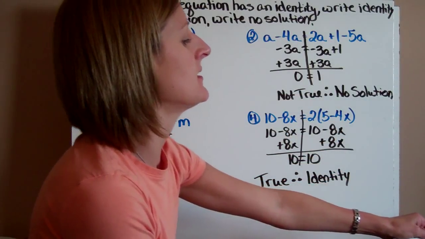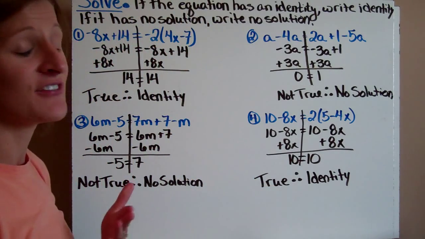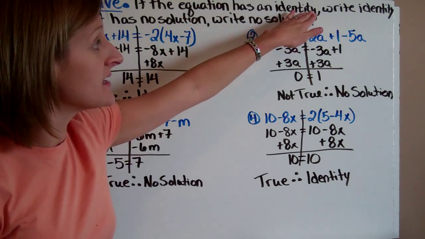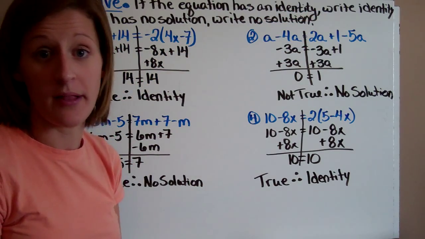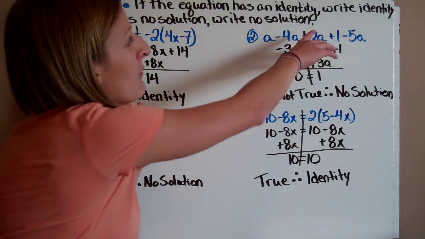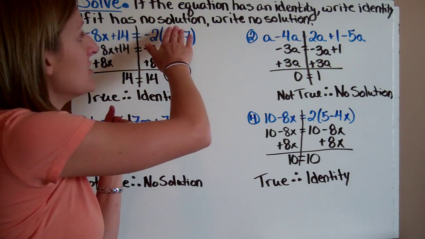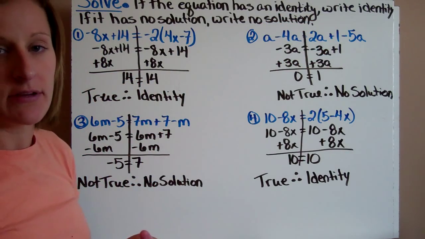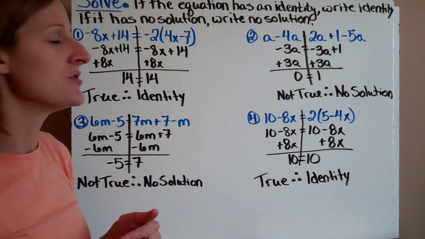Alright, now let's look at some equations that are actually going to have a no solution or identity answer. If the equation has an identity, remember, any number we plug in for it is still going to work out to be true. I want to write identity, and if it has no solution, I want to write no solution for my answer. I don't just leave it. I've got to make sure I write identity or no solution.